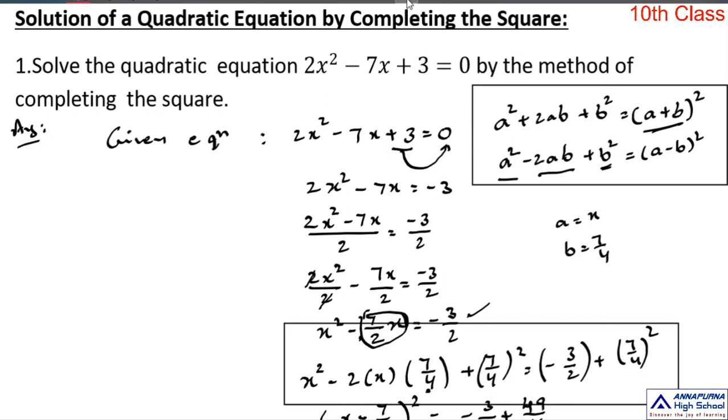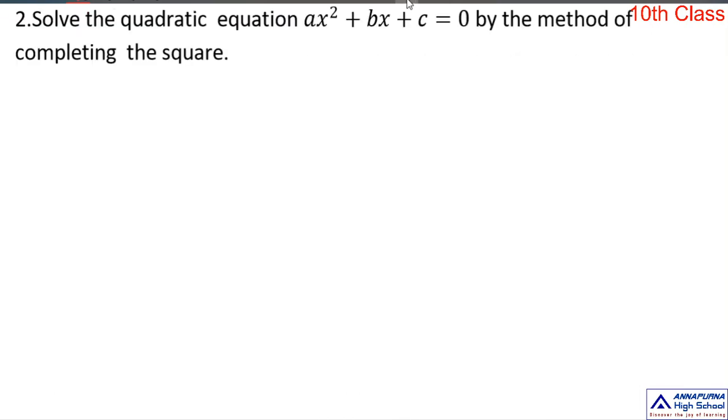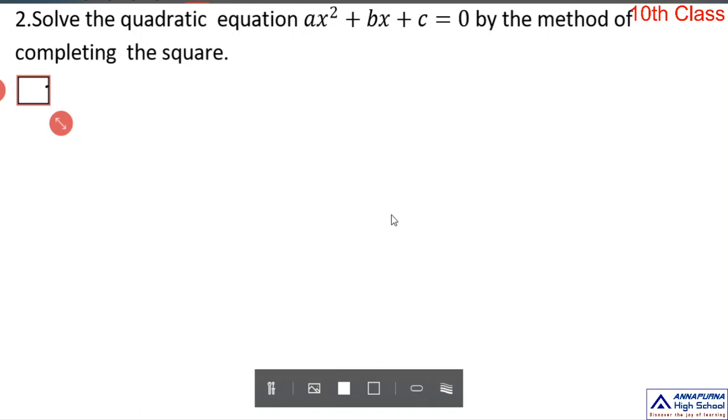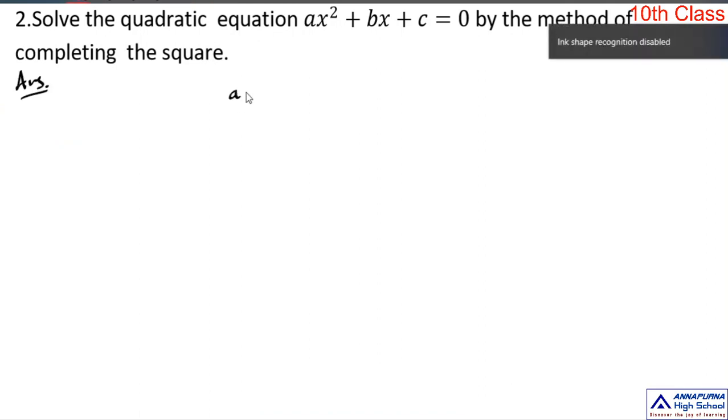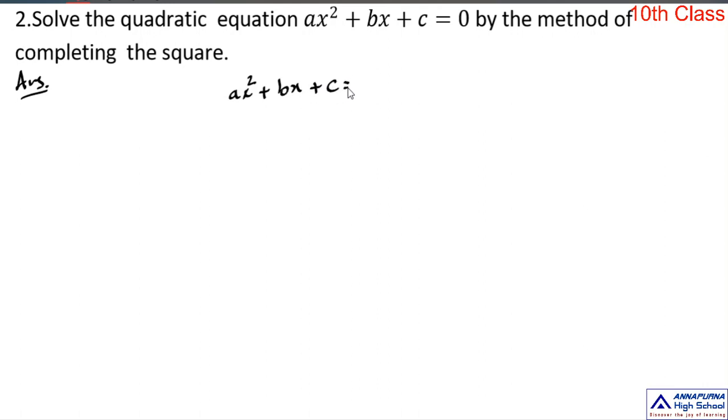Now we apply the same method to the general form of a quadratic equation. Here, what is the general form of a quadratic equation? That is ax square plus bx plus c is equal to 0. Now find the solution of this equation by the method of completing the square. So first we take that equation ax square plus bx plus c is equal to 0. So this equation is completely in the standard form.